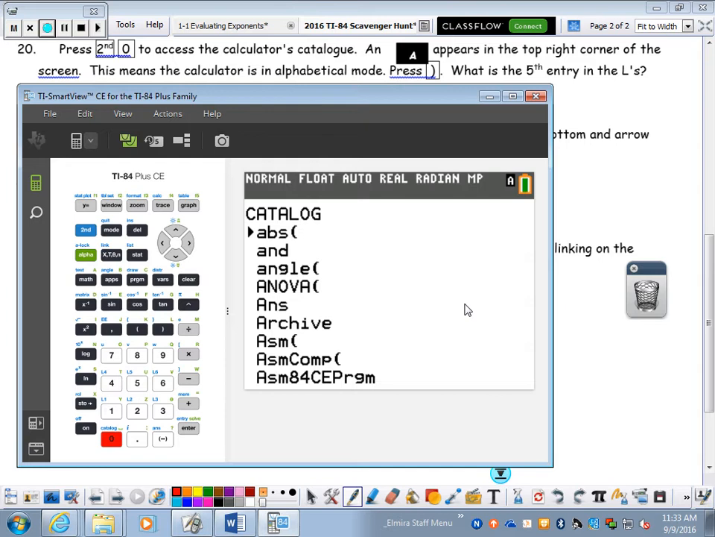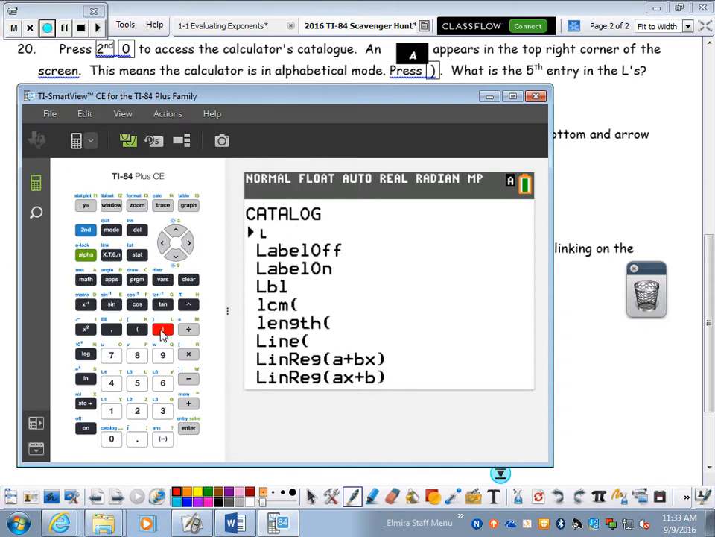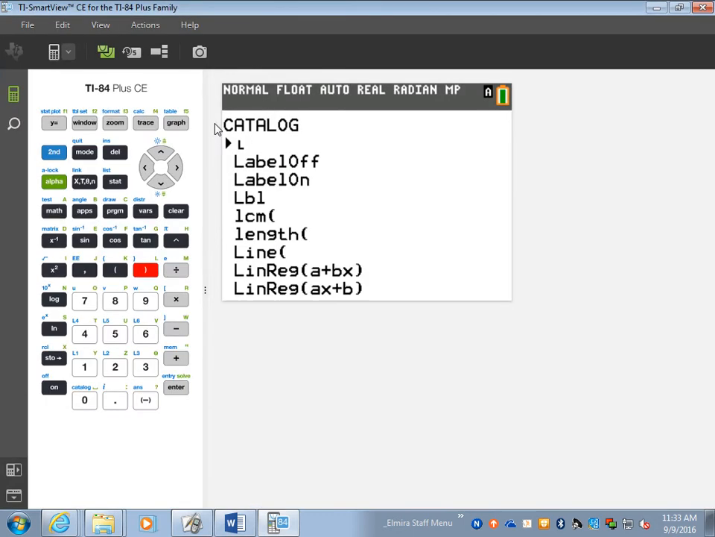The next part says press second 0 to access the calculator's catalog. There's an A right here in the top right corner of the screen, and it means the calculator is in alphabetical mode. So let's say you want something that is in the L's. The letter L is above the close parenthesis. So if I go down here and hit the close parenthesis, it skips to the L's. And what is the fifth entry in the L's? Let's see, 1, 2, 3, 4, 5. LCM.